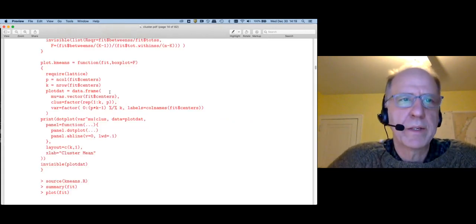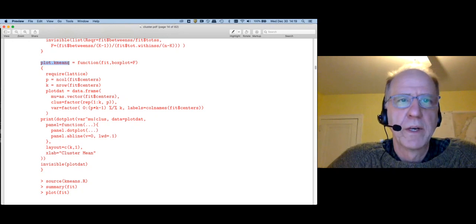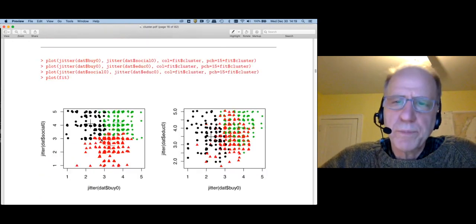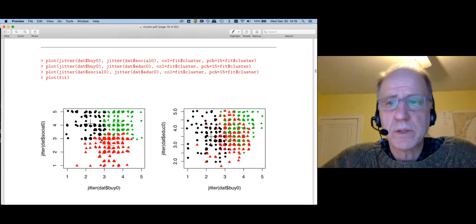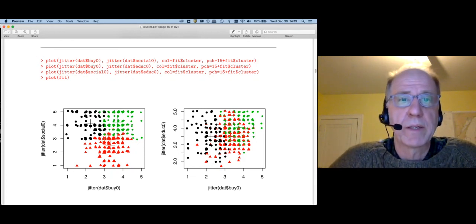So that plot is created by my plot function, which if you just say plot fit, you get that multi-panel dot plot from it. So at this point, I hope you have a good understanding of how you run and interpret k-means in R, and Python's pretty similar. The next video is going to get into some of the decisions that you have to make along the way.